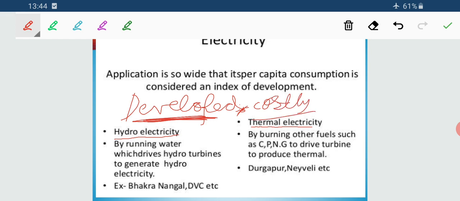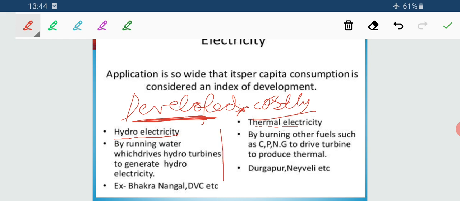Now it is clear that thermal power is through the running of turbines and the burning of fossil fuel, and it emits pollution, but hydroelectricity does not emit pollution. It is not an exhaustible resource, it is an inexhaustible resource.